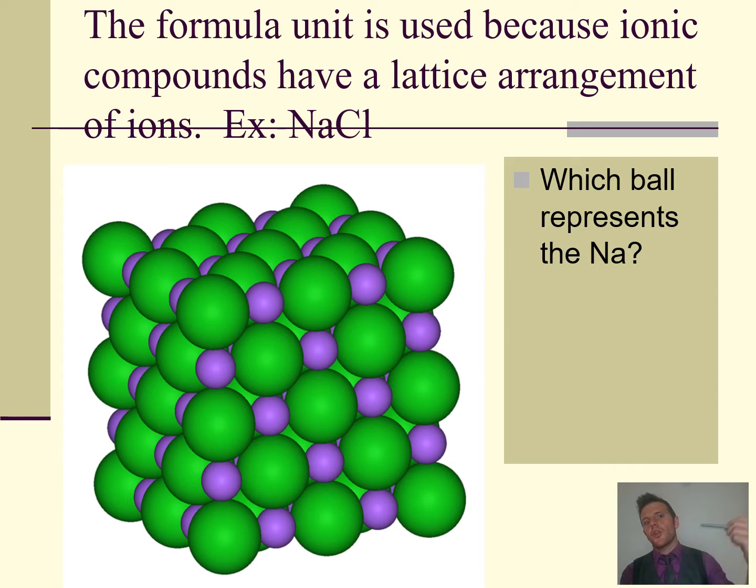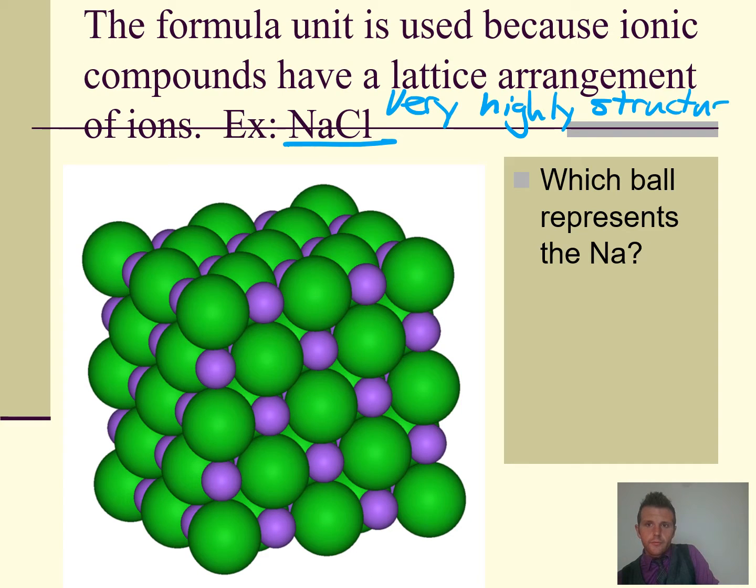So the reason why we call this, for example, NaCl, the reason why we call it a formula unit is because ionic compounds have a lattice arrangement. What that just means is it's very highly structured. And it's ordered and locked in a very specific arrangement. So it's not like a sodium is next to a sodium is next to a sodium and then 15 chlorines in a row and then another sodium. It's not random. It's not random at all.